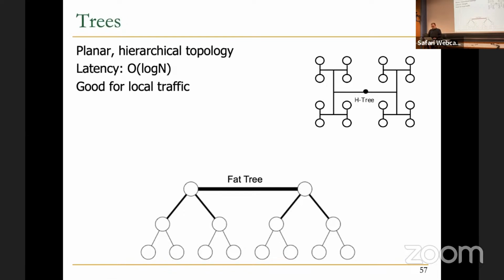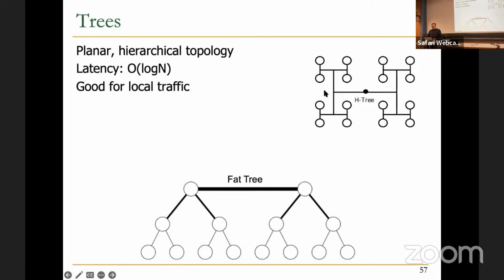Another topology is trees. This can be considered an indirect topology, because usually processors and caches are connected to the leaves of this tree. So this is a hierarchical topology, and latency is on the order of log N, and this is good for local traffic, of course. But if you need to go for longer traffic, you need to go through the root, and that can cause a lot of latency for you.